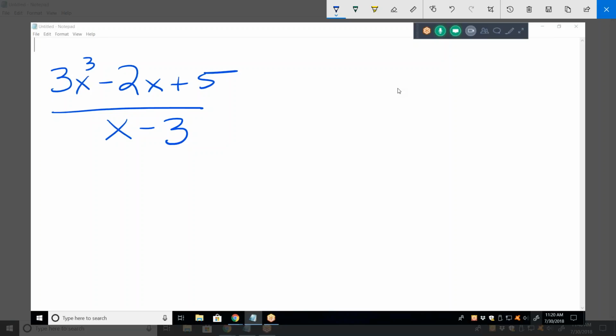Sometimes these kinds of problems are just factoring problems. If you factor the numerator, you find an x minus 3 factor, which cancels with this x minus 3, and you're left with a nice simple answer. But on problems like this, the only thing you can do is long division. You have not learned synthetic division yet, correct? No, I've learned it.